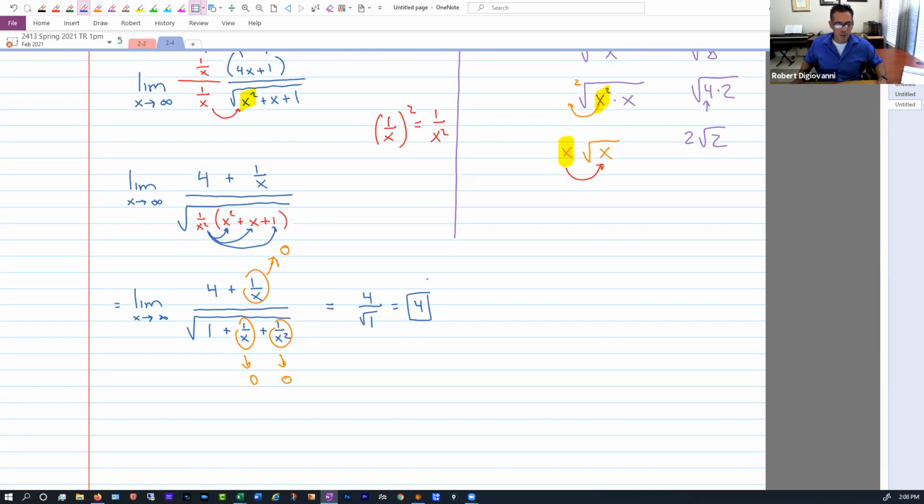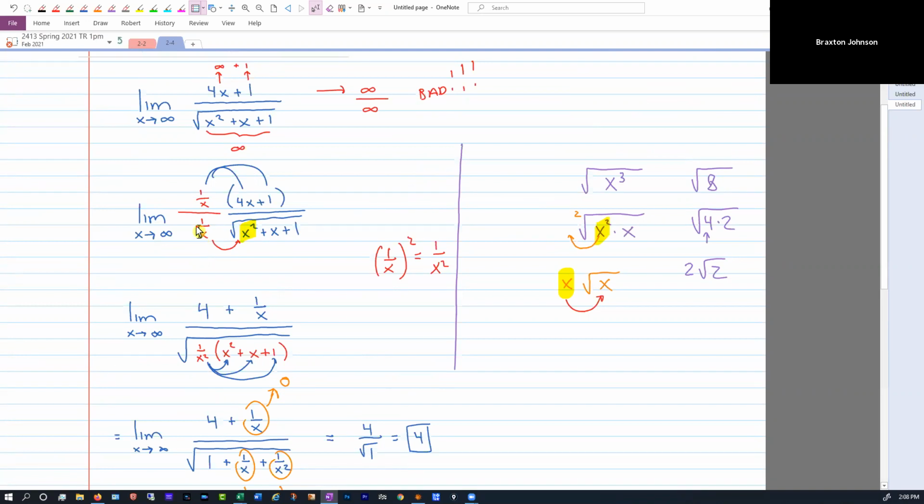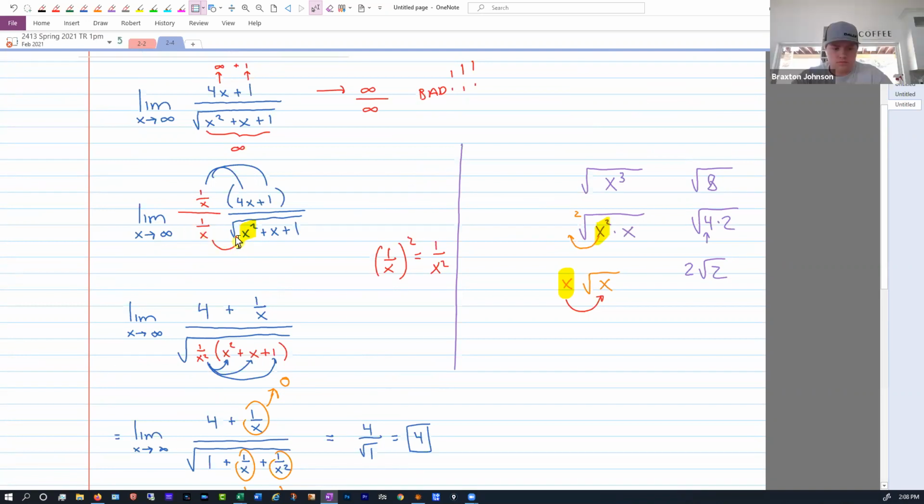Weird problem, huh? So just be aware, this is the big note for this: if you ever have a square root and you need to kill something off in here like the x squared, you're going to have to think about what it is you put on the outside so that when it goes in and gets squared, it'll kill off the x squared.